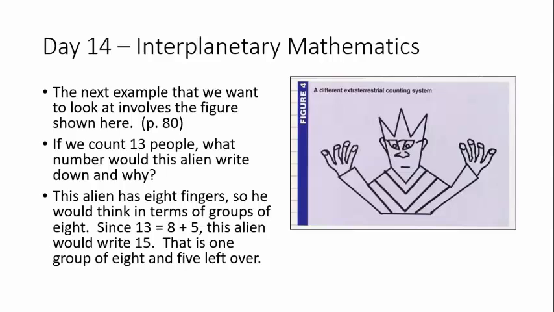There's one 8 with 5 left over. 13 is 8 plus 5. So the alien would write down 15, or 1, 5. This represents one group of 8 and 5 left over. Are you getting this concept?